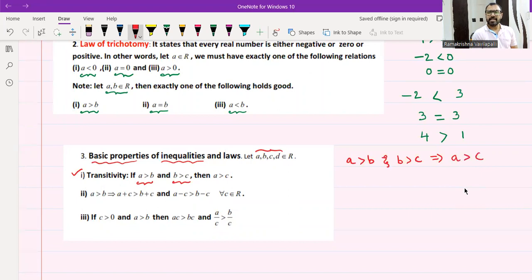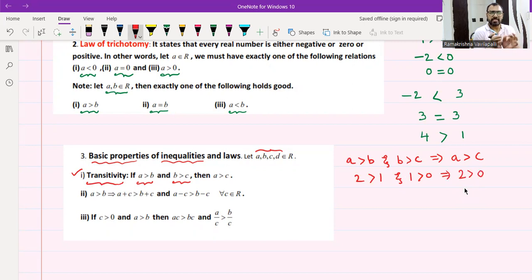We can compare. A is bigger than B, B is bigger than C, so therefore A is bigger than C. Like in a family, suppose there are three children. The first child is elder than the second one, the second one is elder than the third one, so the first one is elder than the third one. This law is called transitivity. For example, 2 is greater than 1 and 1 is greater than 0, so we can write that 2 is greater than 0.